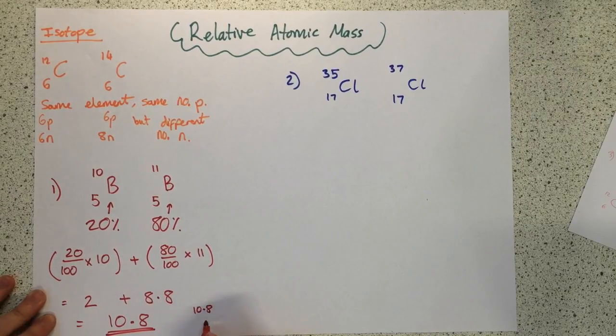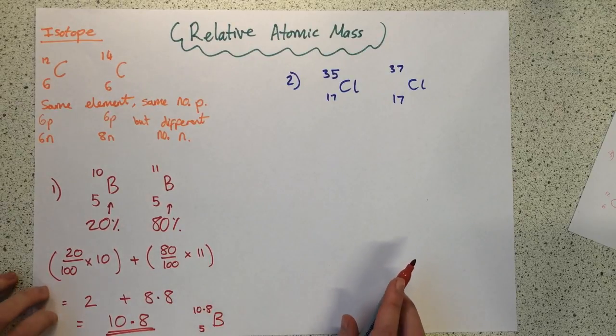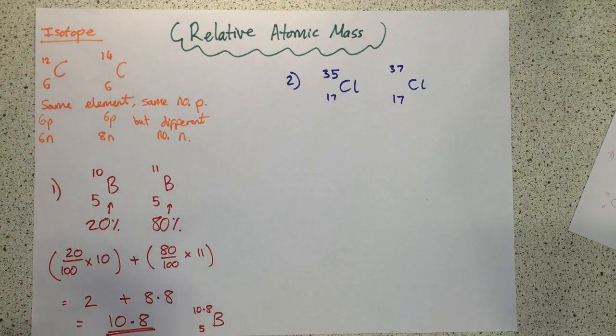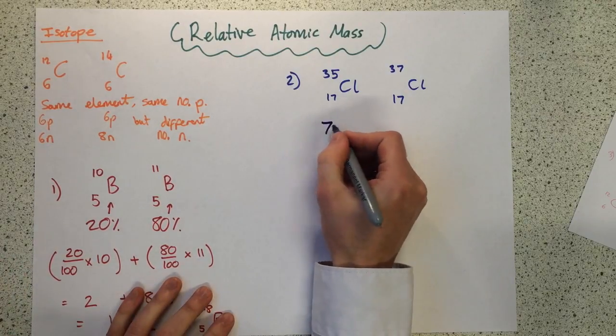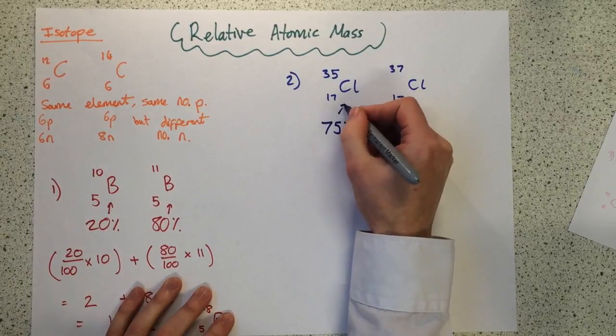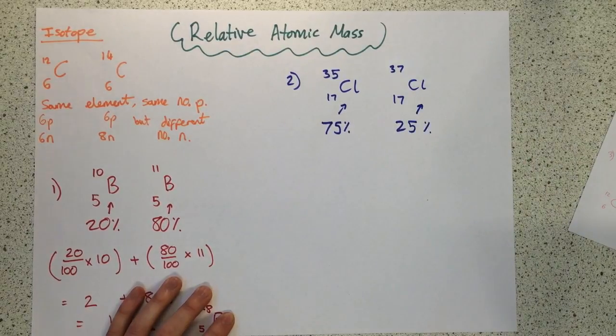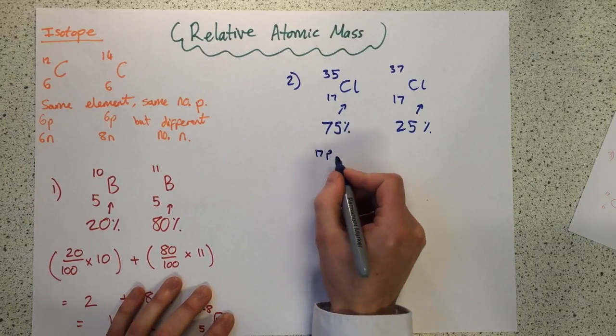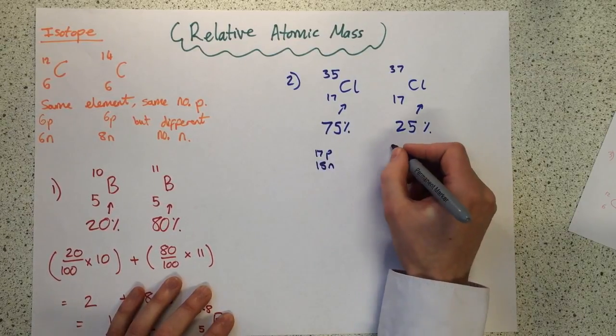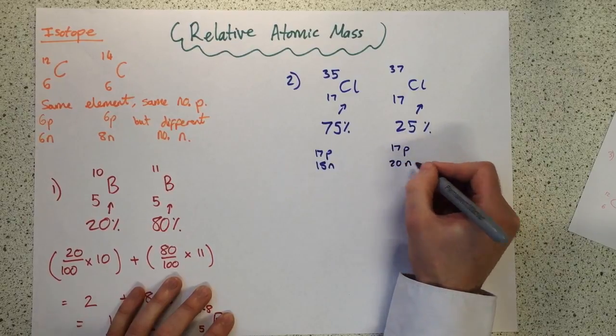So boron should actually be that, if you look at the average. Try it now for number 2. Pause it yourself. Now that I'm going to tell you, 75% of chlorine is this, and 25% of chlorine is this. So what is the relative atomic mass of chlorine in this situation? Have a pause. Okay, so this has 17 protons and 18 neutrons. This has 17 protons and 20 neutrons.